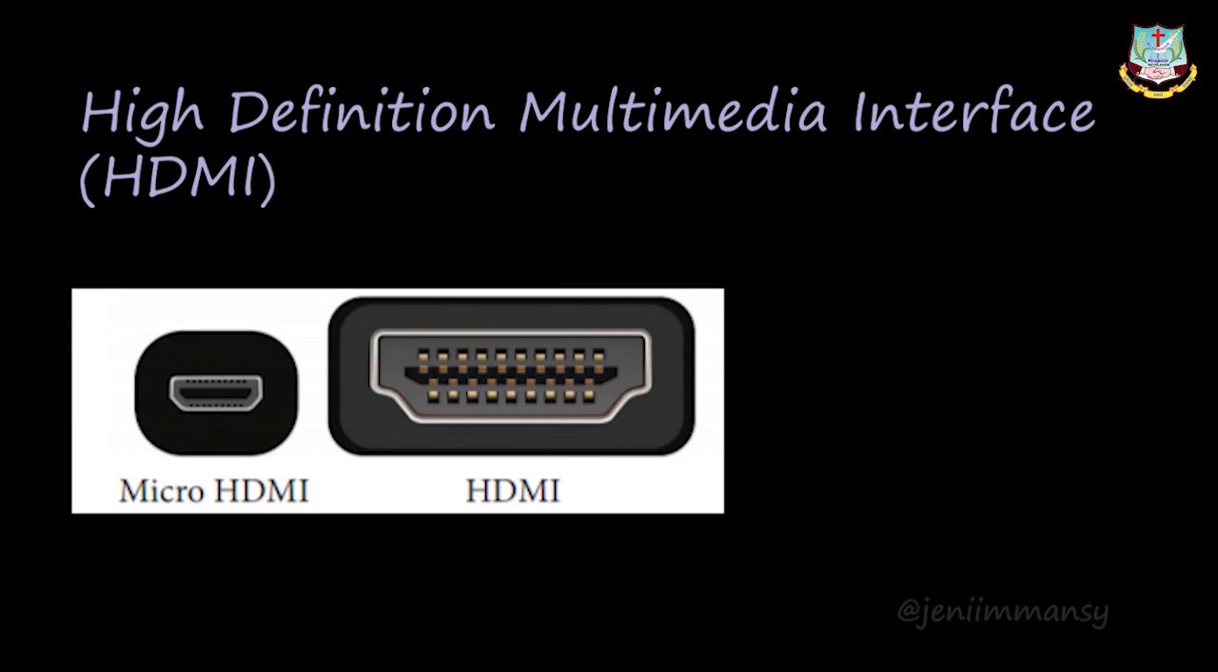In this diagram you can see micro HDMI and the normal HDMI port. Micro HDMI means it will be a small one, and HDMI means this is the HDMI port. This is used to transfer the uncompressed video and audio data to a computer monitor, a projector, an LCD screen, a TV, or any type of displaying devices. Understood? We will get this high definition display only when we are using this HDMI cable. HDMI is nothing but High Definition Multimedia Interface.